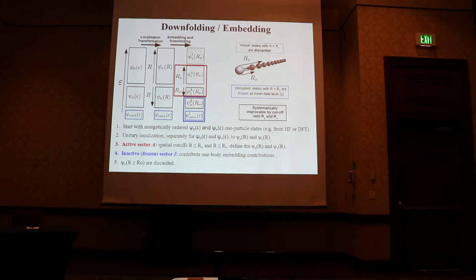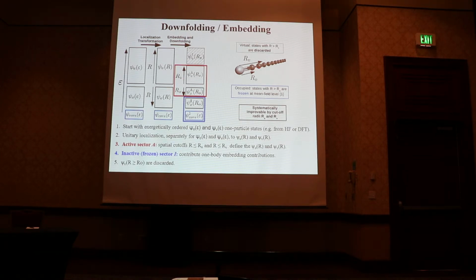You have the occupied valence, the virtual core, the virtual unoccupied states, and the very tightly bound core states. Then we make a unitary transformation to a localized basis, but we separately localize the occupied and the virtual states, leave the core states alone because they're easily frozen out. And then we make cuts.